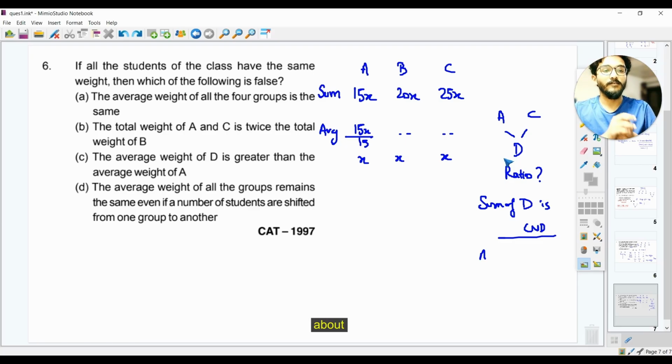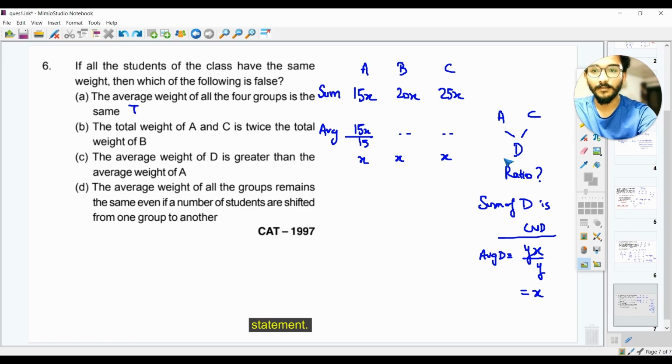Now tell me about D. Whatever is the ratio, let's suppose there is some ratio, I can calculate D. When I divide the total weight of D by the total strength, it will again give me X, because the coefficient of X and the denominator will cancel out each other, and you will get the same ratio X. Whatever is the coefficient, they will get cancelled out. You will get the same average. So this is a true statement. It's a good question.